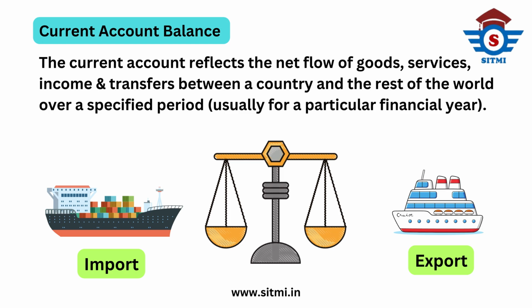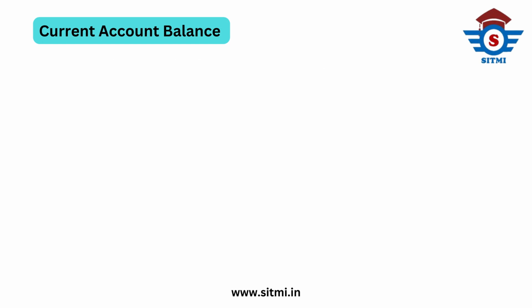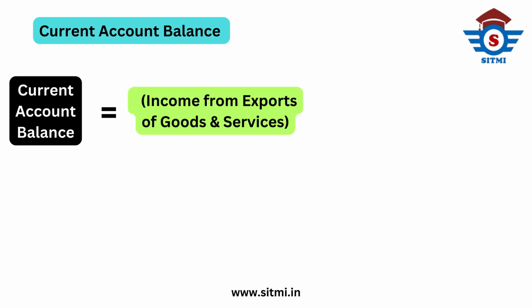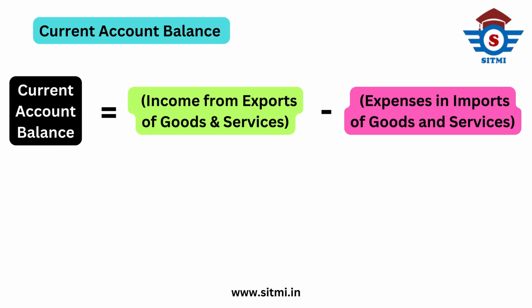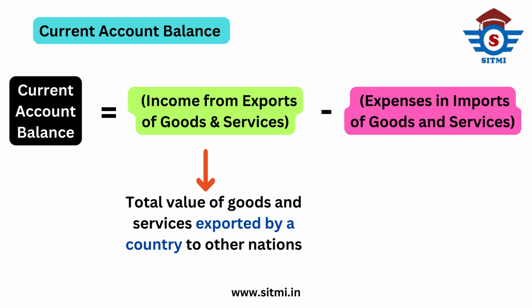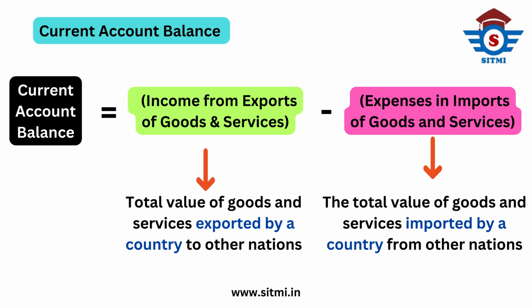The current account balance is calculated using the following formula. That is, current account balance is equal to income from exports of goods and services minus expenses in import of goods and services. Here, exports of goods and services include the total value of goods and services exported by a country to another nation. And imports of goods and services include the total value of goods and services imported by a country from other nations.